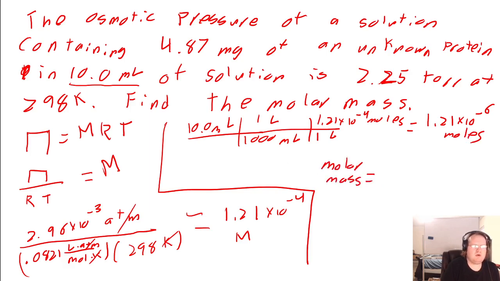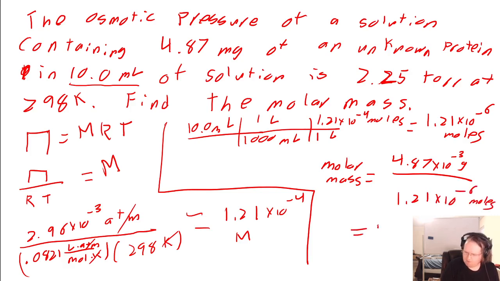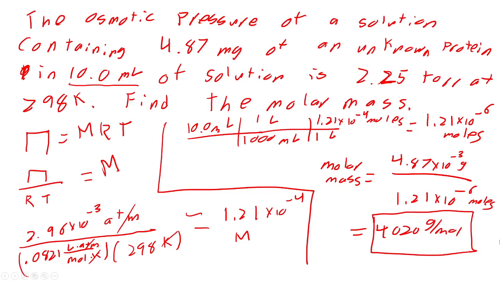So finally, we want molar mass. Molar mass is grams per mole. So we have milligrams, so I have to start by dividing that by 1,000, and that'll get me 4.87 times 10 to the negative 3 grams, divided by 1.21 times 10 to the negative 6 moles. And from there, we will get 14,020 grams per mole. A pretty large molar mass, but that makes sense. It's a protein. Proteins have lots and lots of atoms, so that's good. And sorry about that, there you go. I said 14,020 out loud.